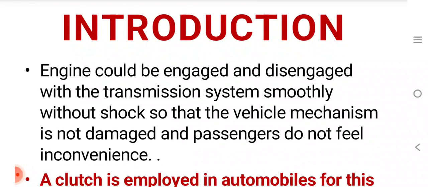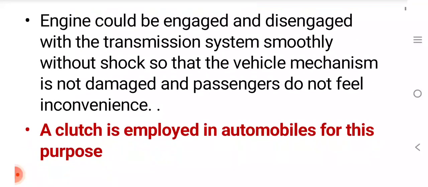The engine should be engaged and disengaged with the transmission system smoothly without shock, so that the vehicle mechanism is not damaged and the passenger does not feel inconvenience. A clutch is employed in automobiles for this purpose.